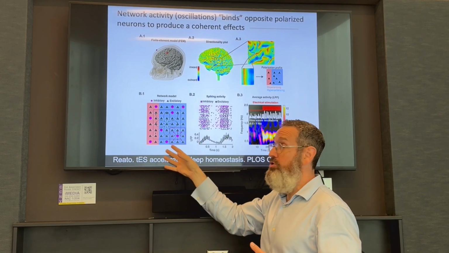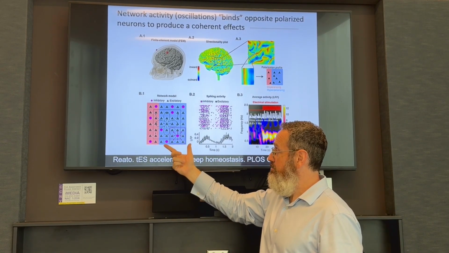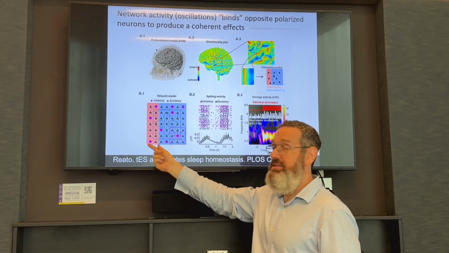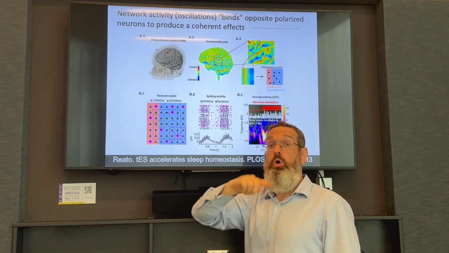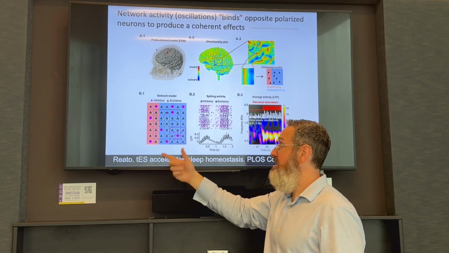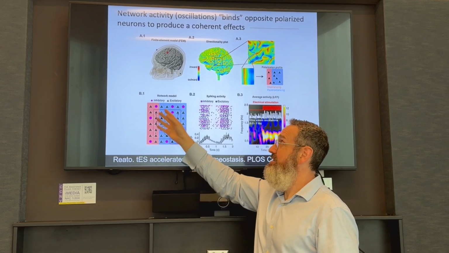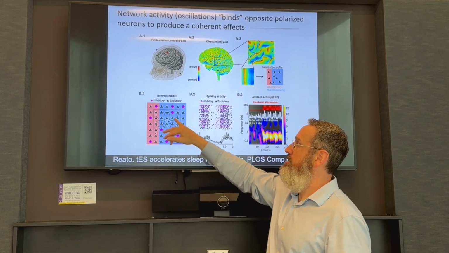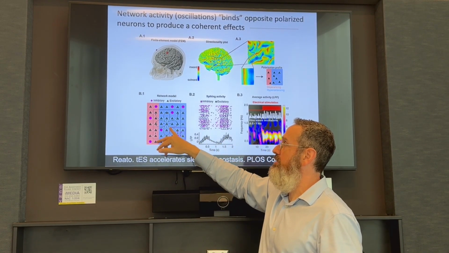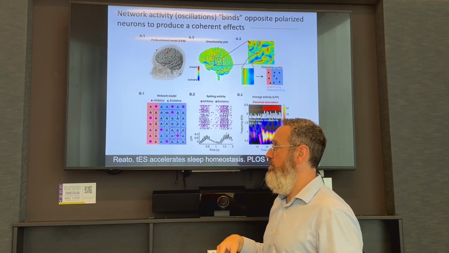Because they're all coupled to one another, if I excite, for example, this group and inhibit this group, the net effect on all of them is an excitation. Because they're coupled to one another, if I net inhibit this group and I net excite this group, the net effect is inhibition. I should note here the terms inhibitory and excitatory refer to the type of interneuron, not whether they're being polarized one way or the other.